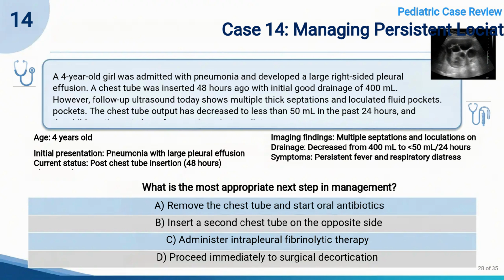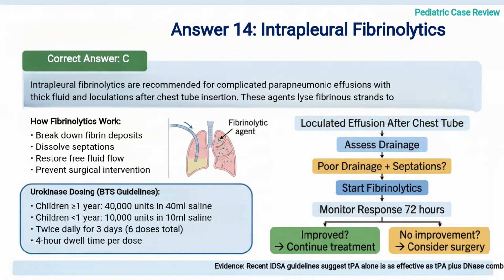Option A, remove the chest tube and start oral antibiotics. Option B, insert a second chest tube on the opposite side. Option C, administer intrapleural fibrinolytic therapy. Option D, proceed immediately to surgical decortication. The correct answer is option C, administer intrapleural fibrinolytic therapy.